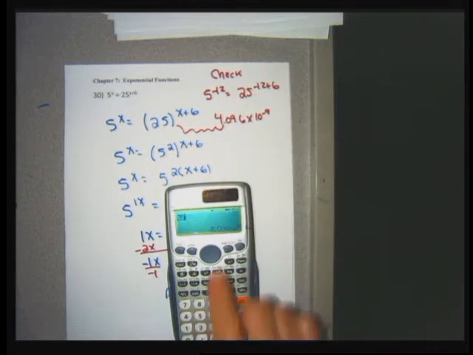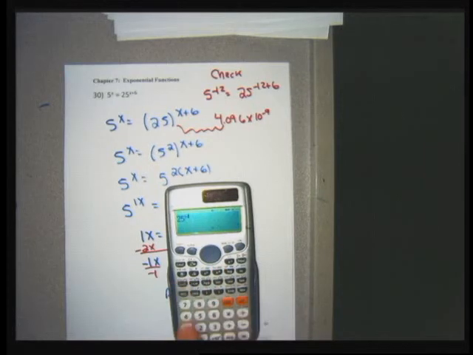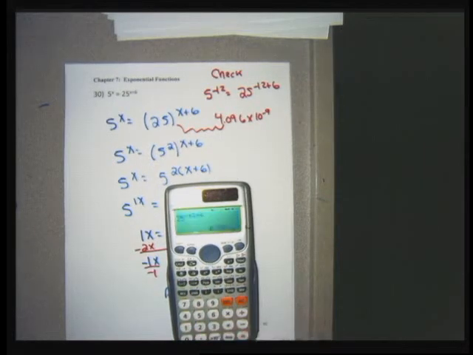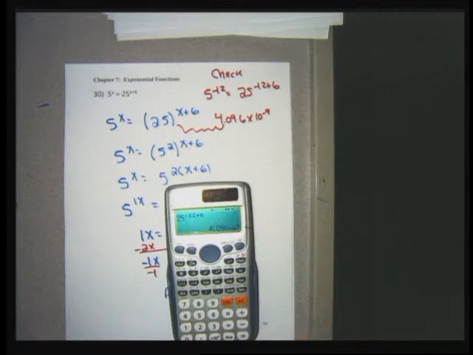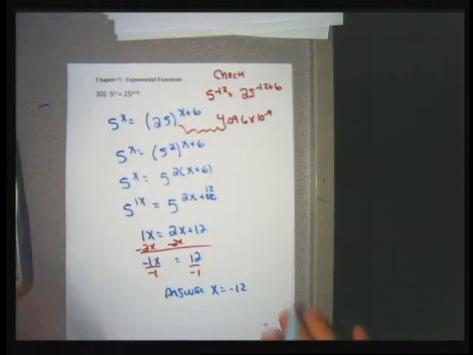So 25 exponent negative 12 plus 6. I get the exact same thing. I don't care what each side reduces to, as long as each side reduces to the same number, I consider my answer correct. It doesn't have to be a very pretty number, and it definitely wasn't there.